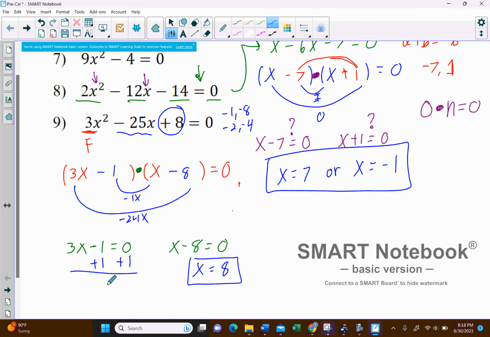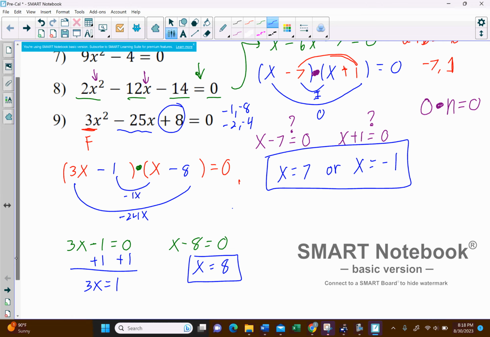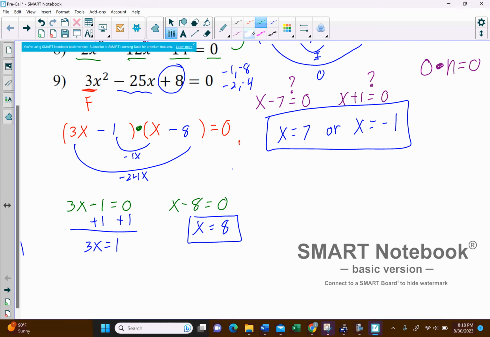So I'm going to start by adding 1 to both sides. Then we get 3x equals 1. And then I am going to go ahead and divide both sides by 3. And so I get x equals 1/3. And there we go. Those are my two solutions. Either one of those values, if you plug it in, will make that equation equal 0.